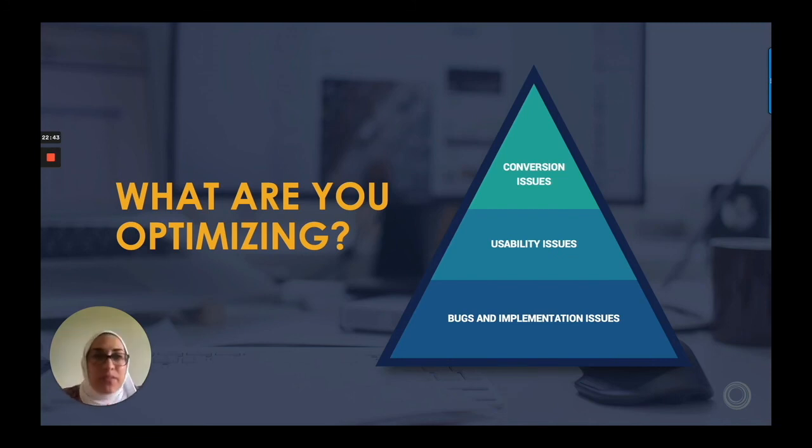And again, it depends on a client-to-client basis: how big the website is, how much traffic they've got. All of those are considerations that you have to think about. But the conversion issues, that's the area where you're going to see the biggest bang for your buck.